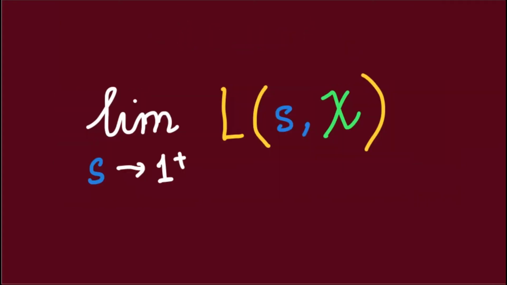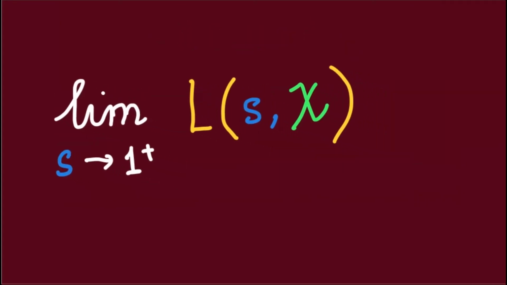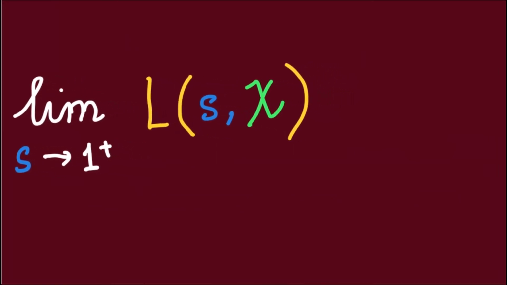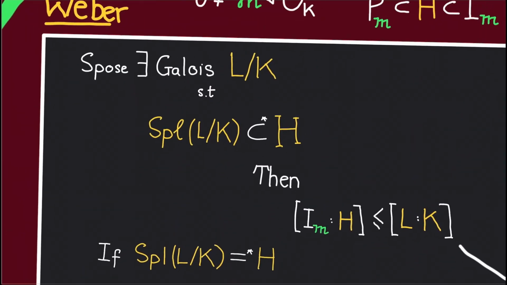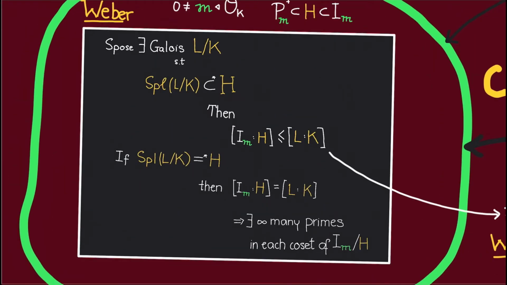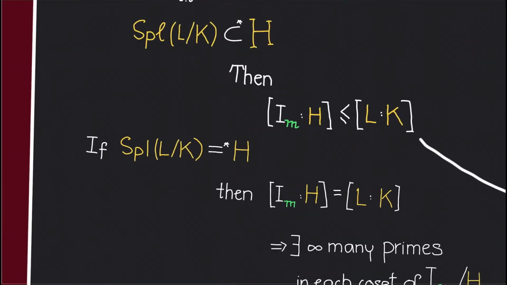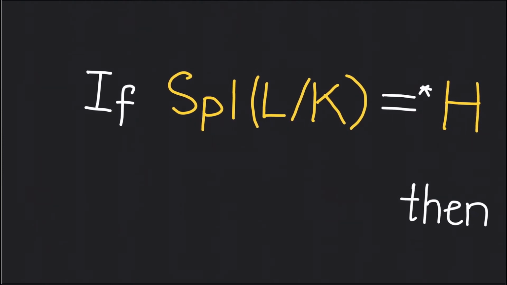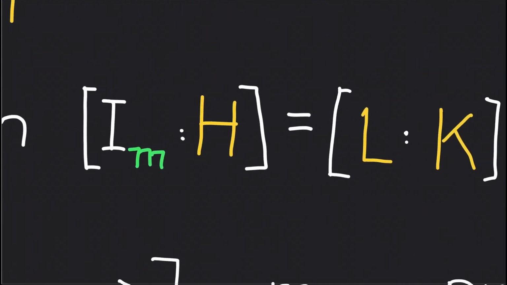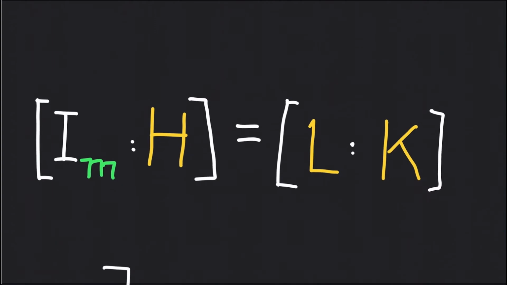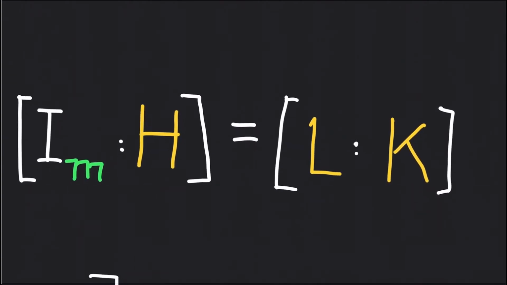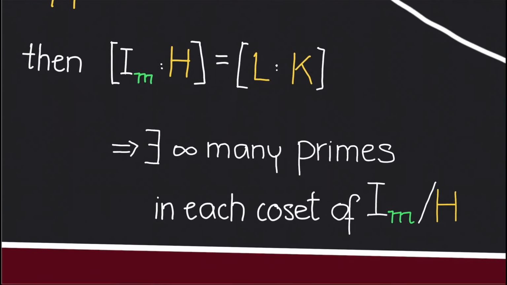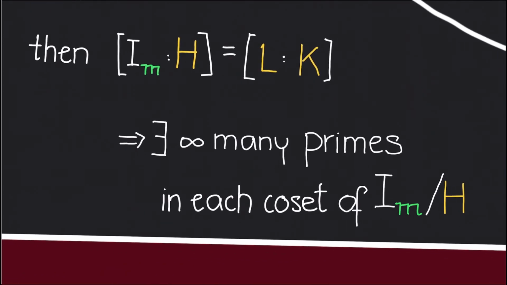Similar to Dirichlet's approach, Weber also investigated the limit as s goes to 1 of his Weber L function, and using that he obtained the following generalization of Dirichlet's theorem. Weber's generalization says that if H contains all but finitely many primes of K splitting in some Galois extension L of K, then the index of this generalized ideal class group is going to be equal to the degree of L over K. In particular, there are infinitely many primes in each coset of this generalized ideal class group.